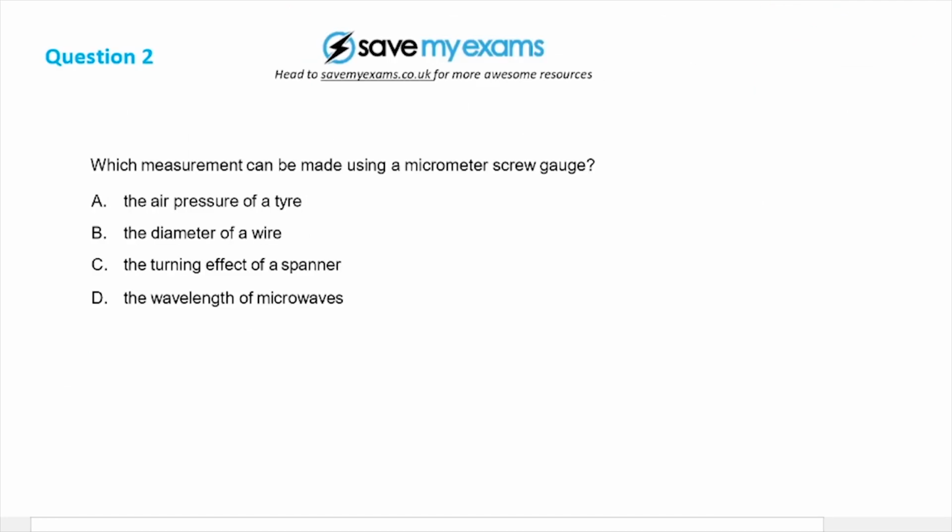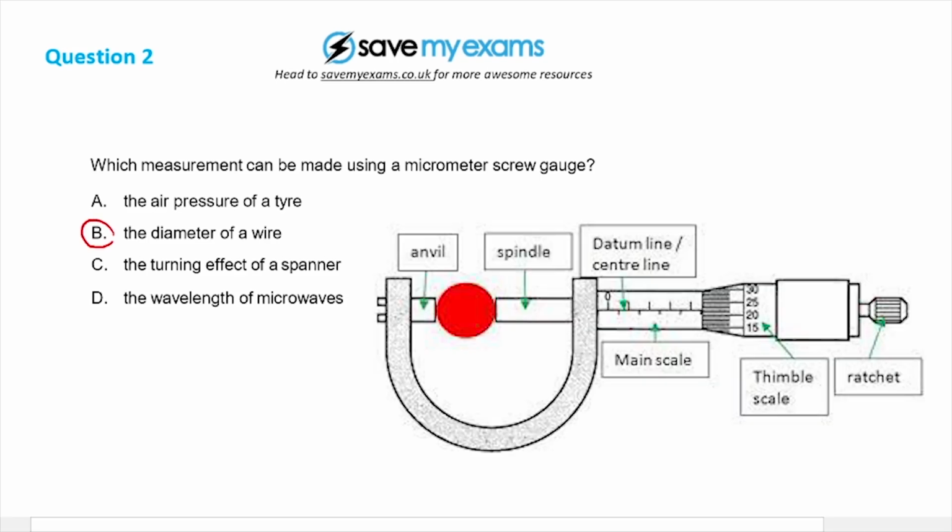In our next question, they are saying which measurement can be made using a micrometer screw gauge. Now we all know how a micrometer screw gauge looks like. It measures very small lengths, and from here our answer is B. It can measure the diameter of a wire.